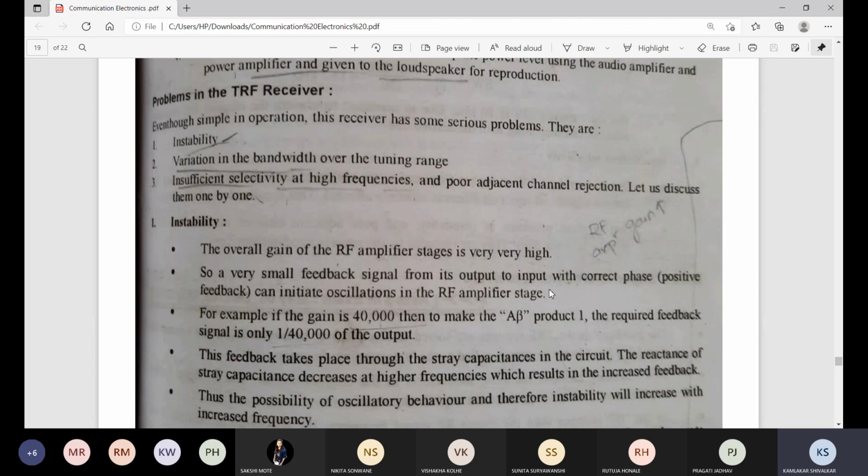म्हणजे जे काही आउटपुटला जाणारे सिग्नल आहे त्याच्यातला काही पार्ट अगेन सप्लाय टू द इनपुट, देन इट इज कॉल्ड फीडबॅक. सो अ व्हेरी स्मॉल फीडबॅक सिग्नल फ्रॉम इट्स आउटपुट टू द इनपुट विथ करेक्ट फेज. आता हे तेवढंच महत्वाचं आहे.